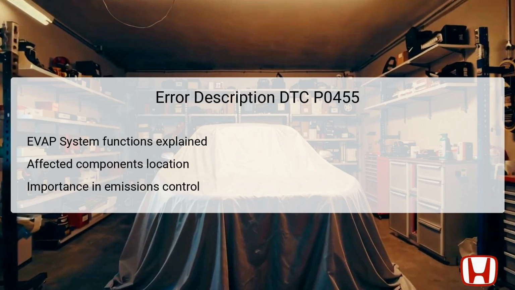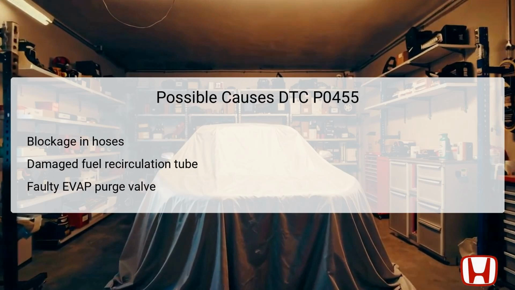If pressure or vacuum conditions exceed specified limits, it can lead to significant issues like poor fuel economy or failing emissions tests, making it vital to promptly diagnose the underlying causes of DTC P0455 and P0456. When investigating DTC P0455, there are several potential causes to consider. First, a blockage in the EVAP canister vent hose can impede the normal flow of vapors, triggering the error code.